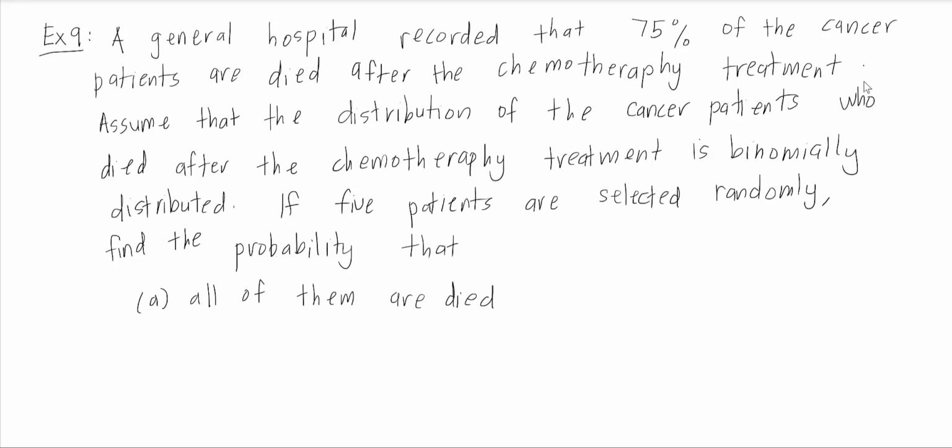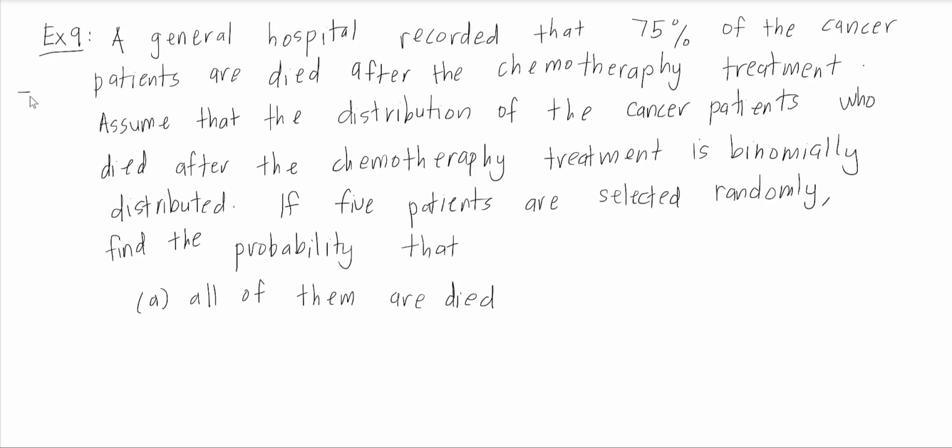We proceed to example 9. Okay, we read the question first. A general hospital recorded that 75% of the cancer patients died after the chemotherapy treatment. So we have 75% of the cancer patients died.